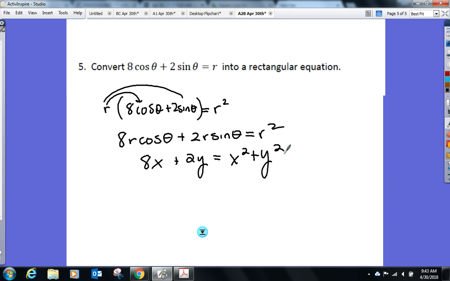anybody see any more r's or thetas? I do not either. Anybody know what this is going to be a graph of? Circle, yep.